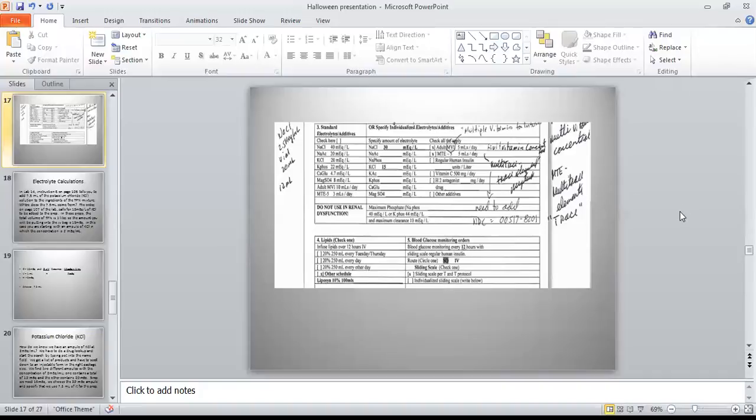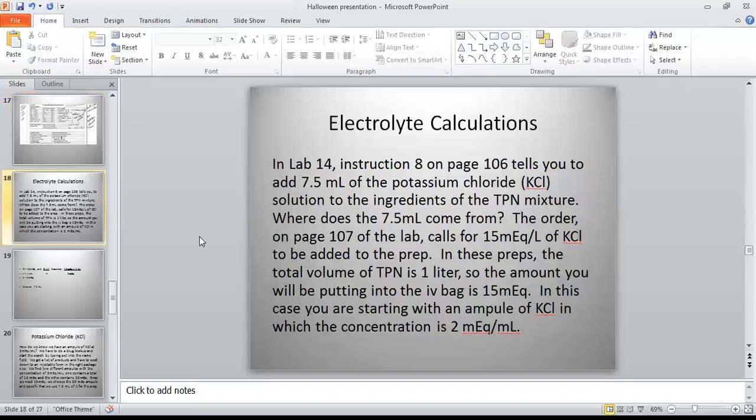Okay. Let's look at the electrolyte calculations. If you look at instruction 8 on page 106 of the lab, it tells you you're going to add 7.5 milliliters of potassium chloride to the ingredients of the mixture, but it doesn't tell you anything about where that comes from. The order on page 107 calls for 15 milliequivalents per liter. As you know, that means that each bag is going to get 15 milliequivalents. Your book tells you that you're going to be using something that comes out of an ampule of potassium chloride in which the concentration is 2 milliequivalents per milliliter.